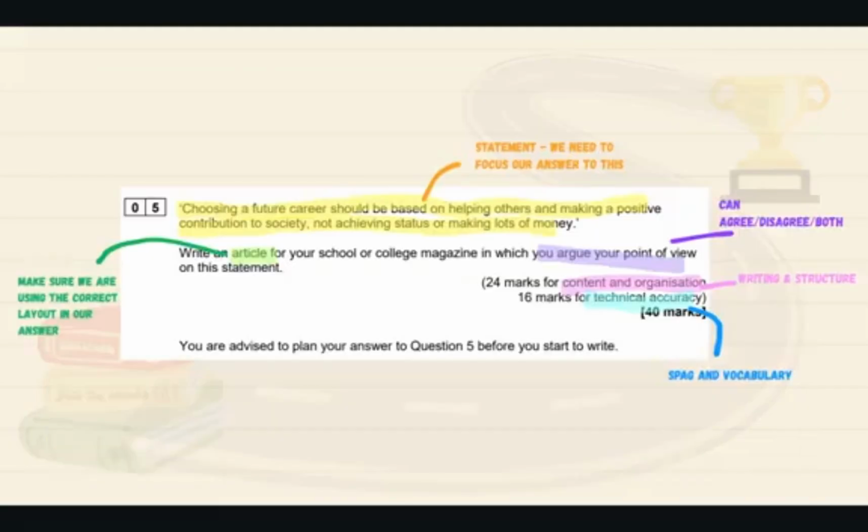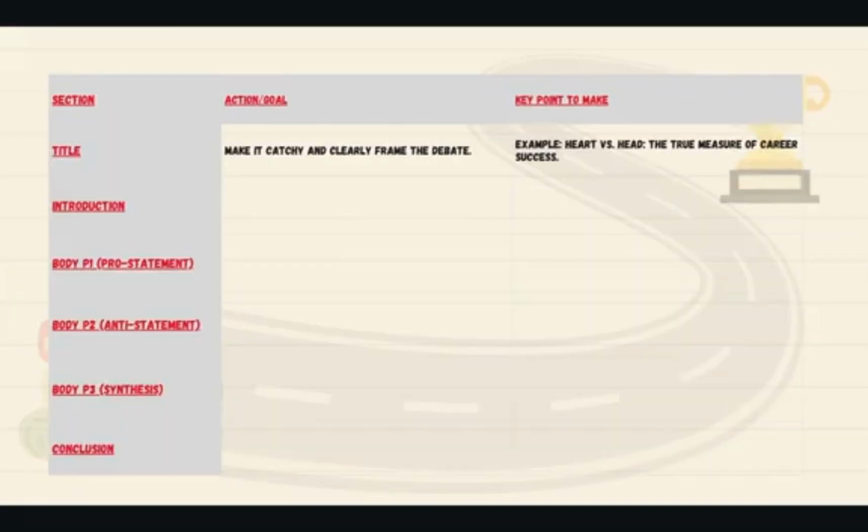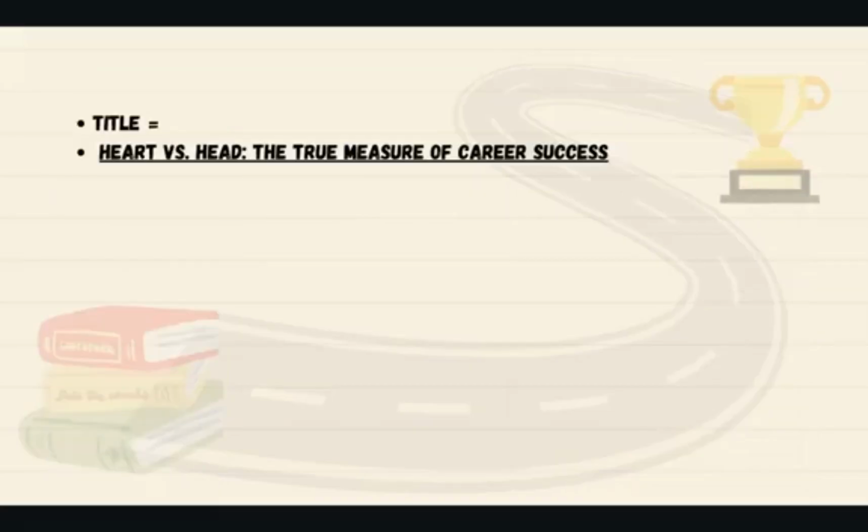So as we can see, the question asks us to write an article for a school or college magazine in which we argue our point of view on the statement, and the statement says choosing a future career should be based on helping others and making a positive contribution to society, not achieving status or making lots of money. So our title, which says heart versus head, the true measure of career success, works perfectly with this. So I'm just going to put the title at the top of our paragraphs there.